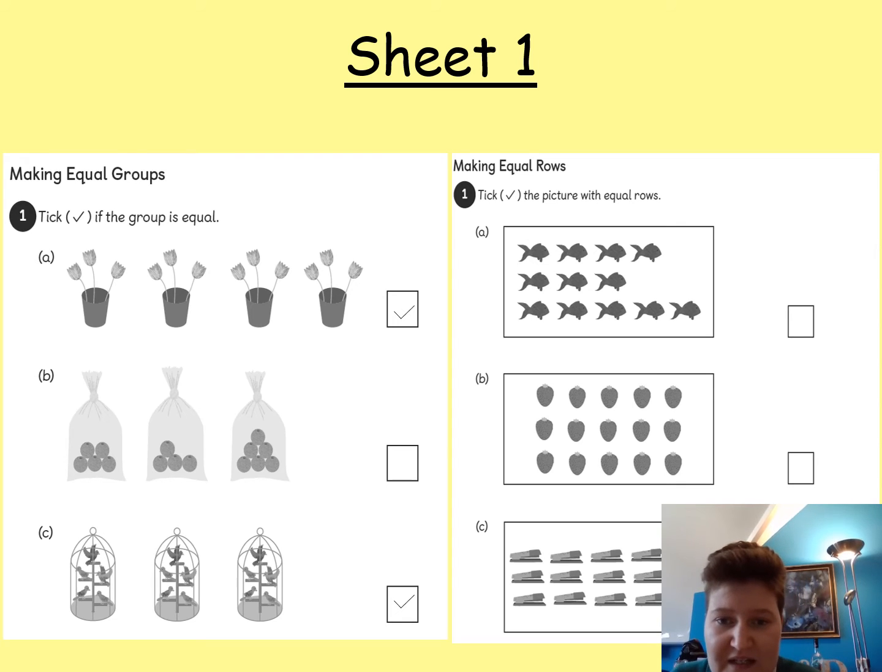Okay. Now, if we look on the next side of the sheet with the fish and the strawberries and the staplers, it wants you to tick the picture with equal rows. Equal rows. Well, equal means same, so it must mean the same rows. So have a look. Which one of these pictures has the same rows? No, I've given you the answer already. That was clever, wasn't it? Okay. Well done, guys.